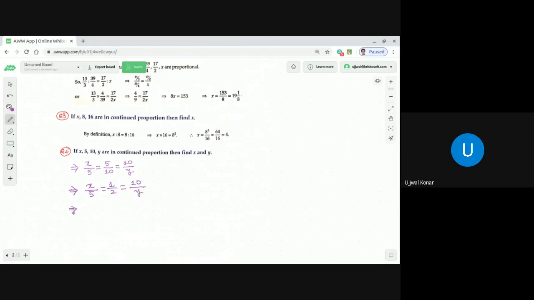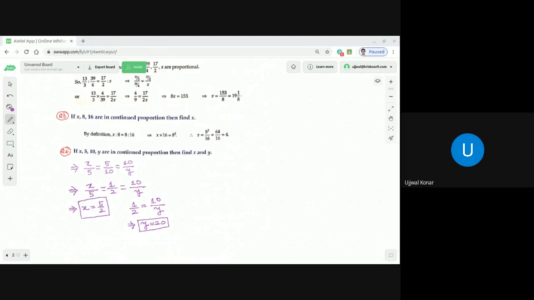So from here, x by 5 is equal to 1 by 2. So what you get? x equals 5 by 2. That is the value of x. Correct or not? Yes, sir. Similarly, 1 by 2 is equal to 10 by y, that is, y is equal to 20. So these are the values of x and y. Correct or not? Yes, sir. Absolutely clear, or any smallest doubt, please do let me know. Clear, sir.